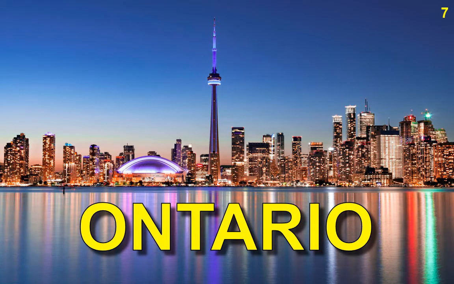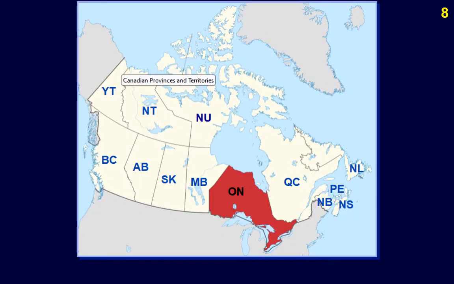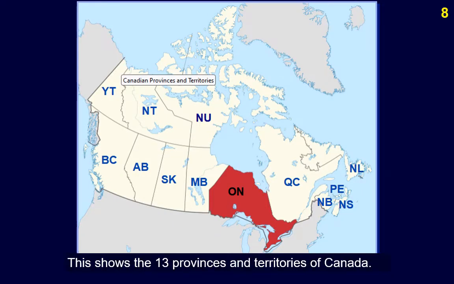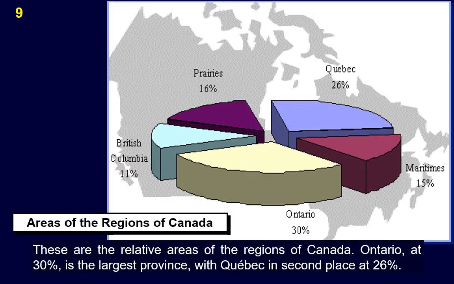Ontario. This shows the 13 provinces and territories of Canada. These are the relative areas of the regions of Canada. Ontario, at 30%, is the largest province, with Quebec in second place at 26%.